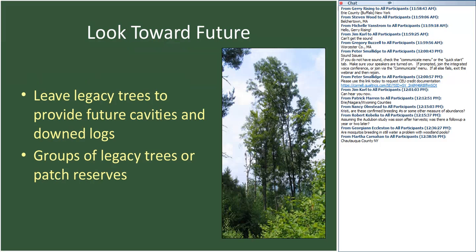Okay, so this is looking toward the future. If you do have a harvest, you can think about leaving some trees standing to provide future cavities and downed logs. So even if you have a clear cut, you want to maintain some trees in the clear cut to provide that legacy. And you can retain groups of legacy trees, or what are called patch reserves, to try to provide cavity trees and snags for the future, and also down logs on the forest floor.